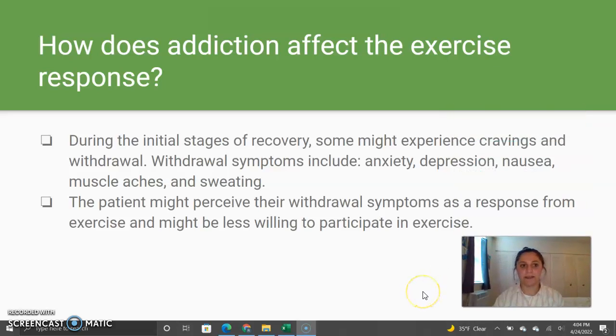So how does addiction affect the exercise response? During the initial stages of recovery, some might experience cravings and withdrawal. Withdrawal symptoms include anxiety, depression, nausea, muscle aches, and sweating. The patient might perceive the withdrawal symptoms as a response from exercise and might be less willing to participate in exercise. So just like any other patient or client that you're working with, you need to make sure that you are motivating them and providing them with the correct information, specifically making sure that they know the difference between withdrawal symptoms and some effects from exercise, such as muscle aches and sweating.